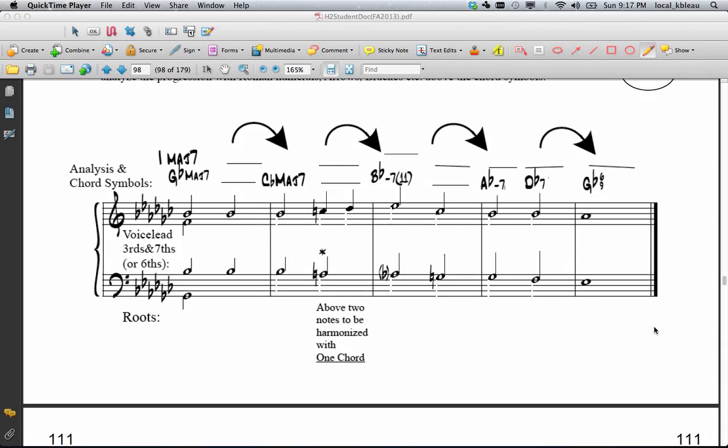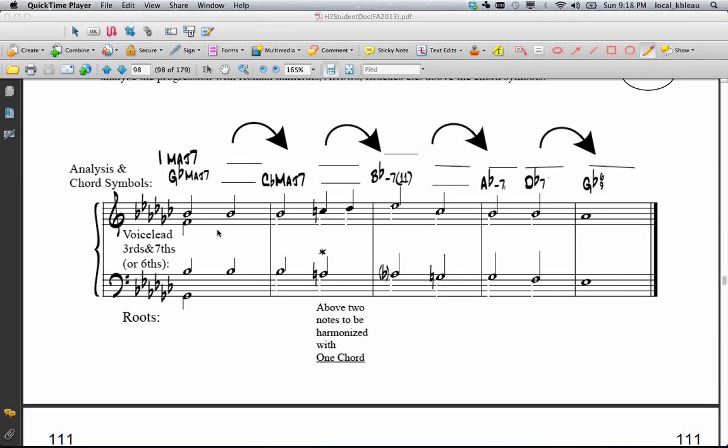The next section here, you see these arrows? That all means a secondary dominant that resolves to a target chord. This one is actually the dominant that resolves to a target chord. Okay? And you'll notice that you have some guide tones in this tenor line.